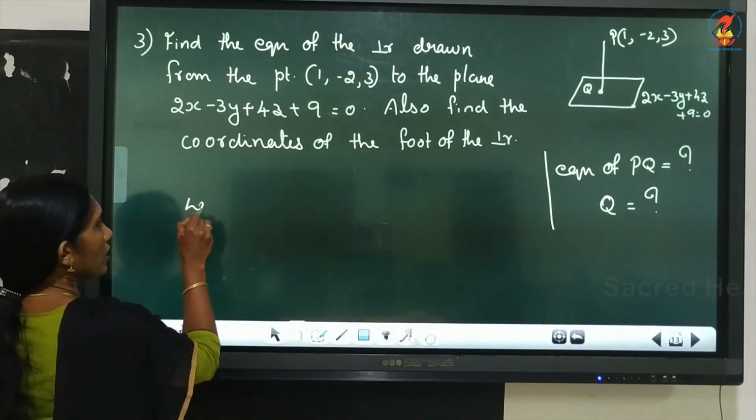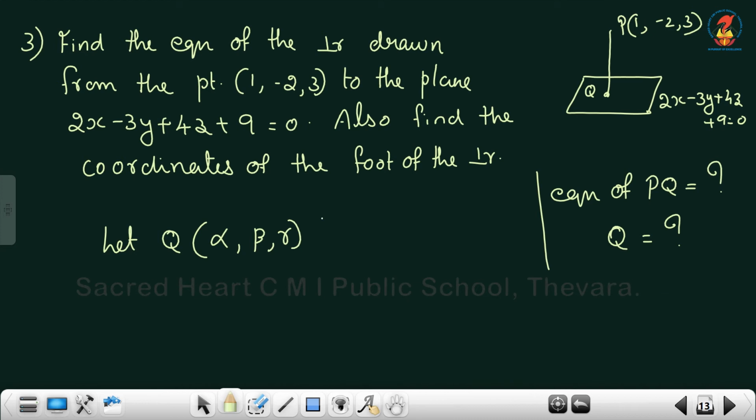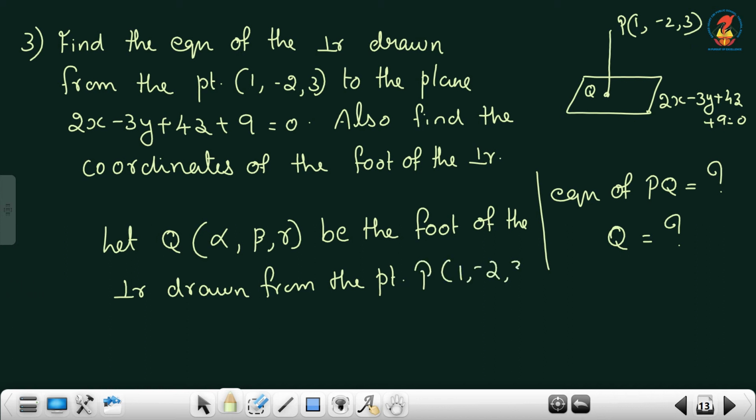so I am writing let Q be the, we don't know the coordinates, we can give some coordinates x1, y1, z1 or alpha, beta, gamma, anything. So I am giving let alpha, beta, gamma be the foot of the perpendicular drawn from the point P to the given plane. Is this much clear?